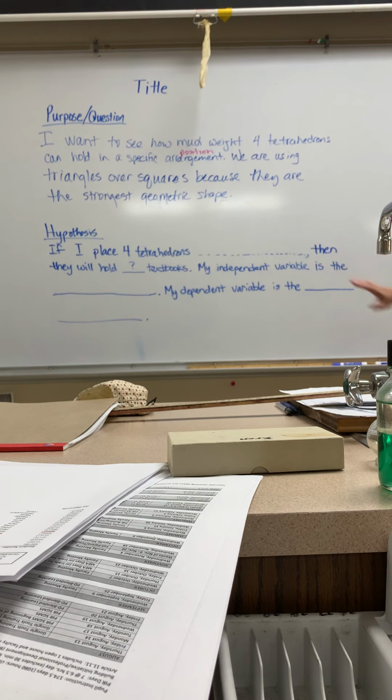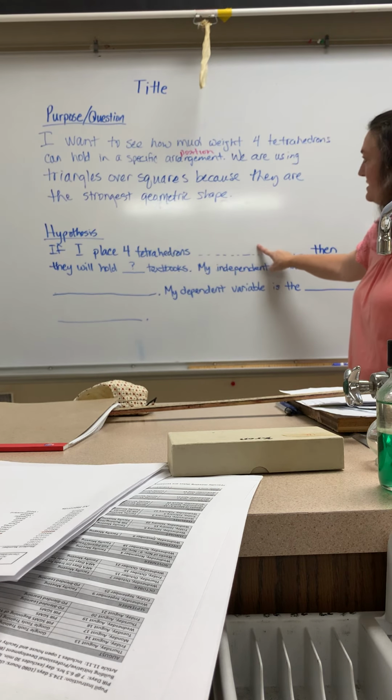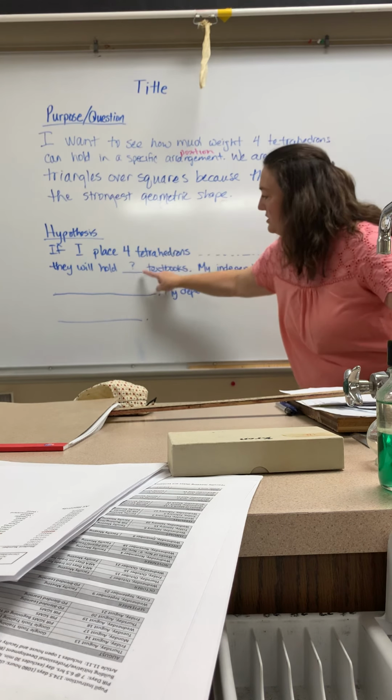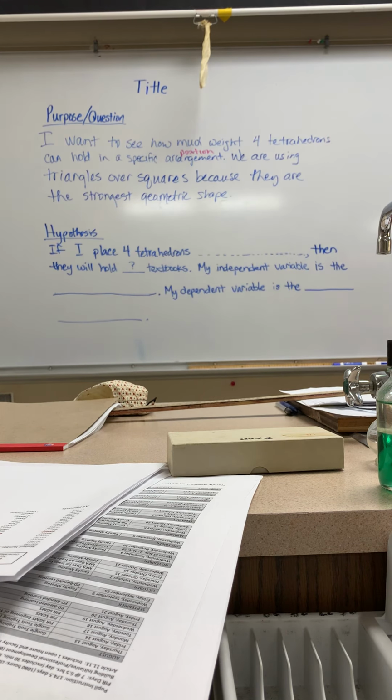Skip a line, and your hypothesis, stated in an if-then statement, is: if I place 4 tetrahedrons, what do you need to do to finish that statement? And we're using it in an if-then statement. So we were really trying to find the best arrangement. And so you're saying if I place 4 tetrahedrons in the best arrangement or position, then they will hold, and you have to put how many textbooks you predicted that it would hold. Everybody's got a different number, you need to put yours in. My independent variable is what, and my dependent variable is what.